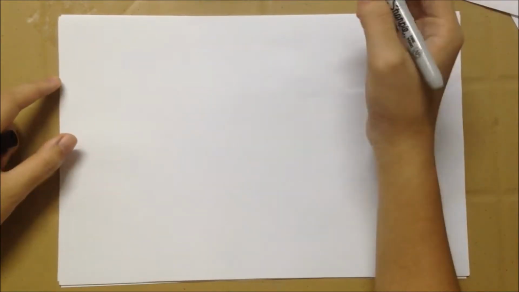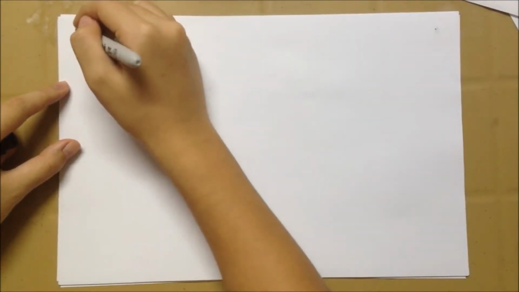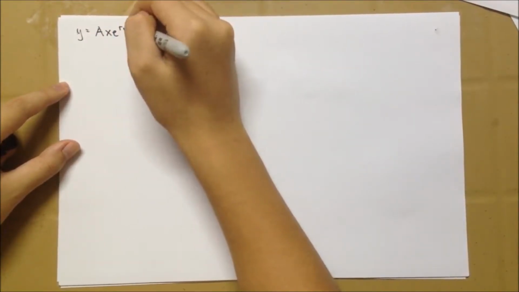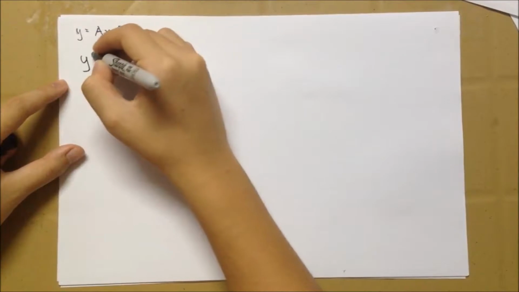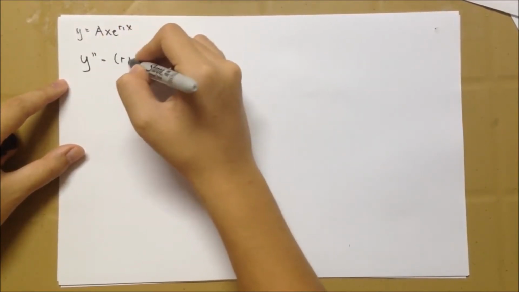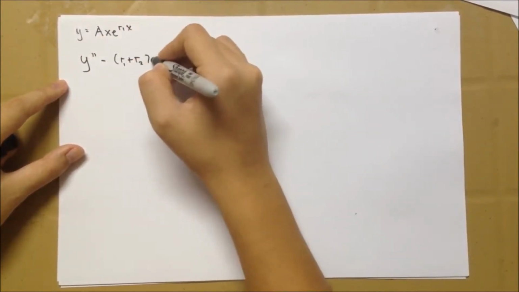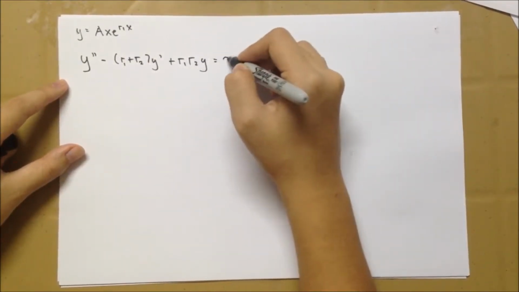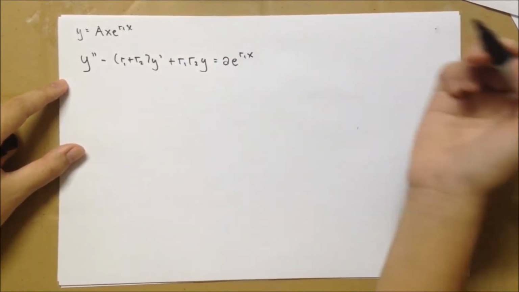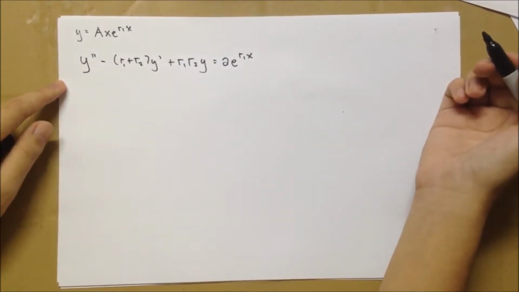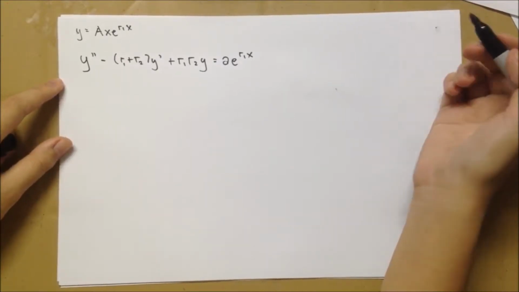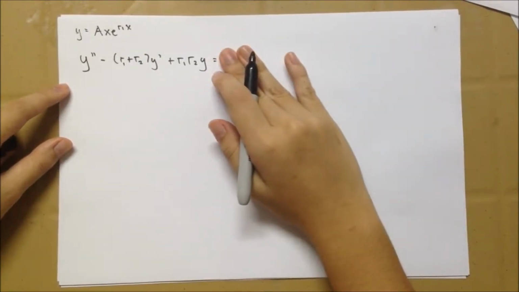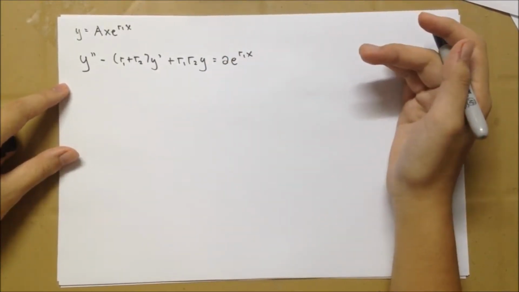Okay, now to prove that this y is a solution of this differential equation, y double prime plus r1 r2 y equal to a e to the r1 x, we're going to use variation of parameters. Now, to solve using variation of parameters, we still need to solve for the homogeneous part. So the homogeneous where this is equal to 0.